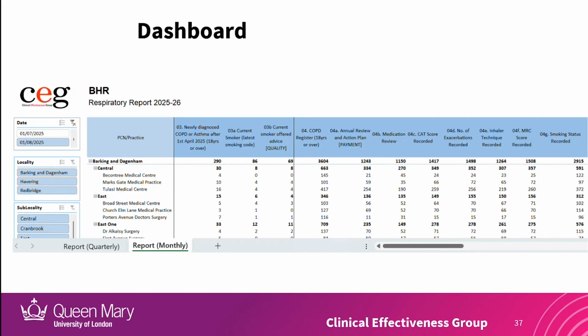Again, as we mentioned, the dashboard now is looking for all of BHR, so one dashboard now for all areas. You have 2 tabs, so you've got a report quarterly tab, which is looking at the case finding, and then you have your monthly report, which is looking at your actual annual reviews and the activity that's being done. For this dashboard, we're no longer looking at baselines of the 1st of April, so these will be activity based.